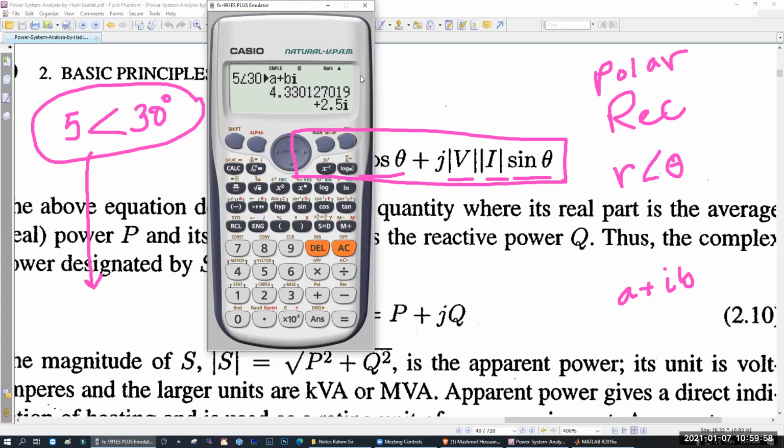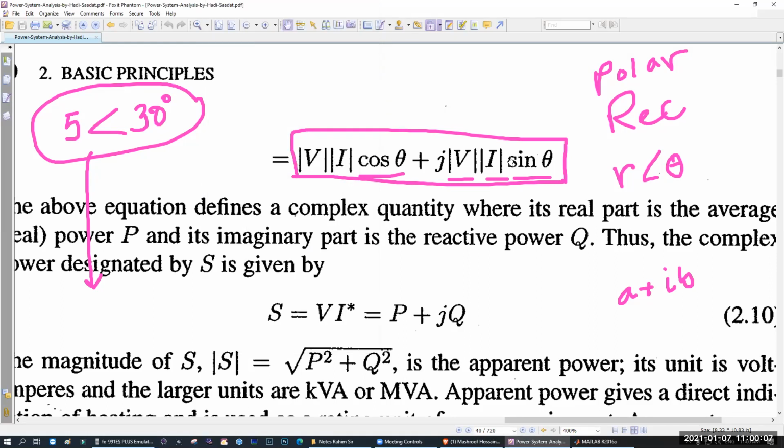And in another method, you can do it by using this method. Okay, let's write 5, which means VI, right? So 5 cos 30 plus j 5 sin 30. Understood?